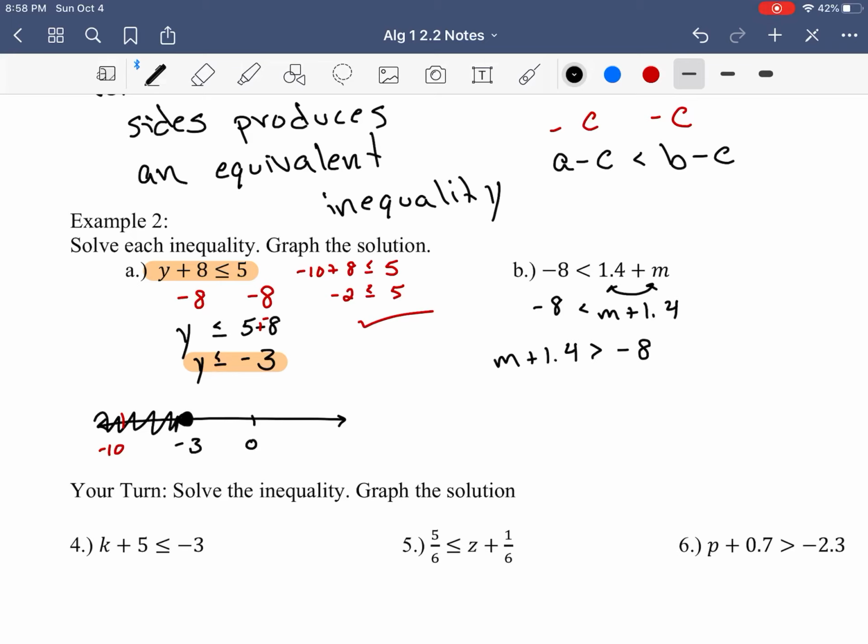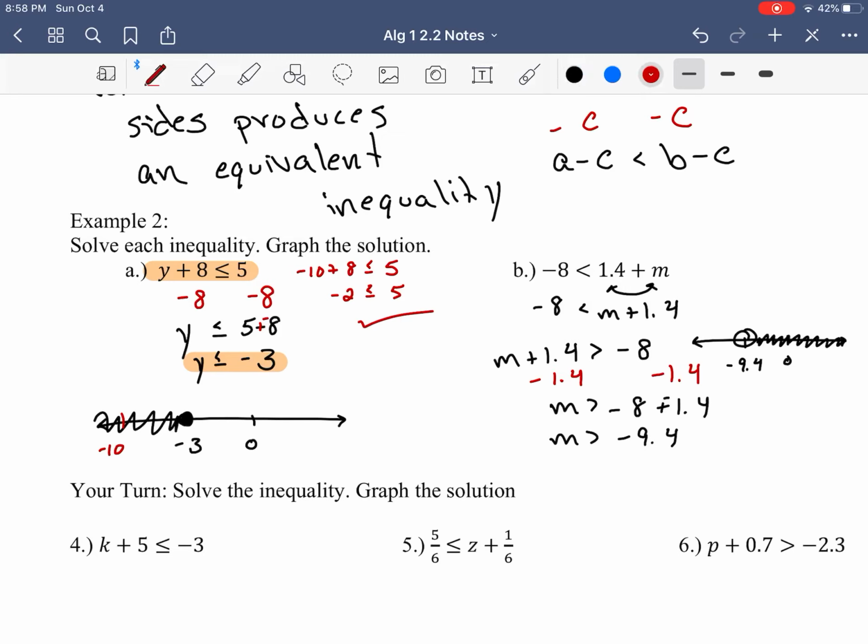Now m plus 1.4, so I'm going to have to subtract 1.4. Subtract 1.4. So m is greater than negative 8 minus 1.4. I'm thinking of that as plus a negative, so it'd be negative 9.4. M is greater than negative 9.4. So let's draw my number line. Here's 0, here's negative 9.4. It's strictly greater than, so we want an open dot. We want all our m's to be bigger than, so up this way.